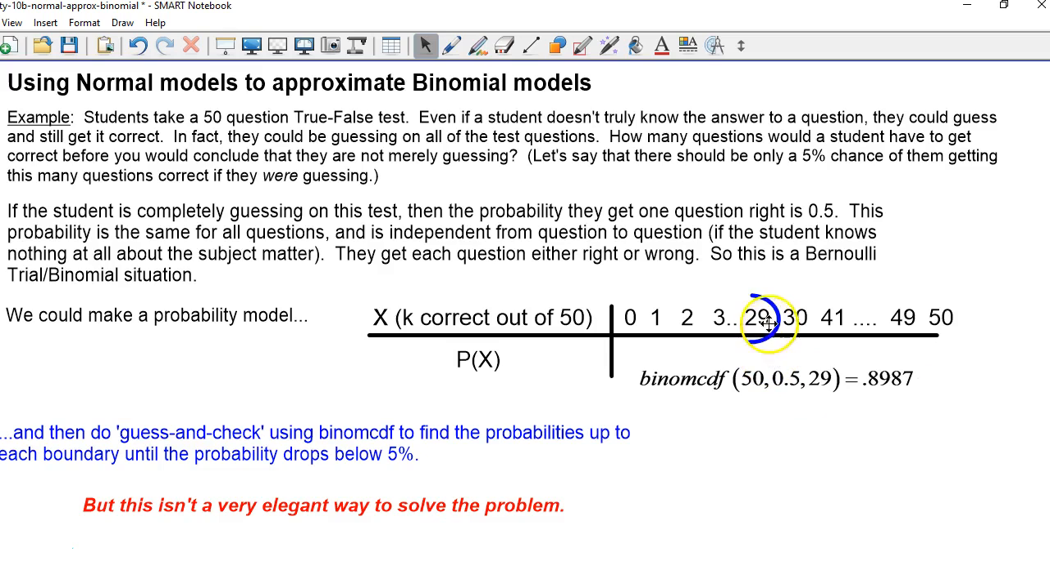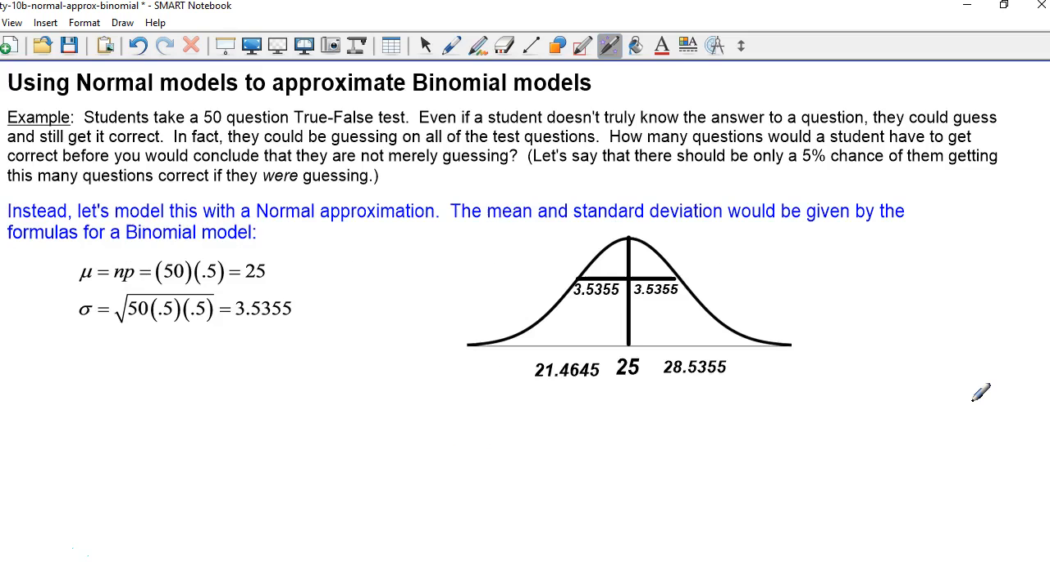We could just keep trying. We could try 29, we could try 30, we could try 31, 32, 33, and keep going until we found a value where this probability value here was higher than 95%, therefore meaning there's a 5% chance or less of them getting this many correct just by guessing. Again, not a very elegant way to solve the problem though. So is there a way where we could solve the problem more easily?